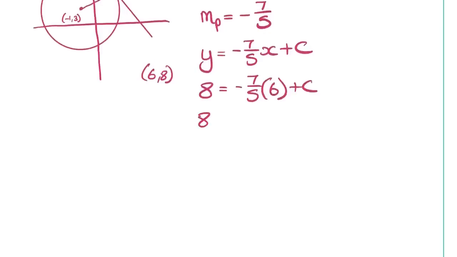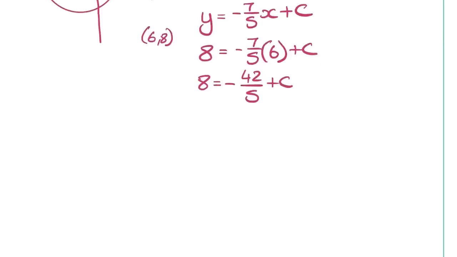Let's deal with that. So 8 equals, when you times a fraction by a whole number, it just times the numerator. So -7 times 6, or just 7 times 6. 21, that's 42. So -42 over 5 plus c. I need to add that to the 8.